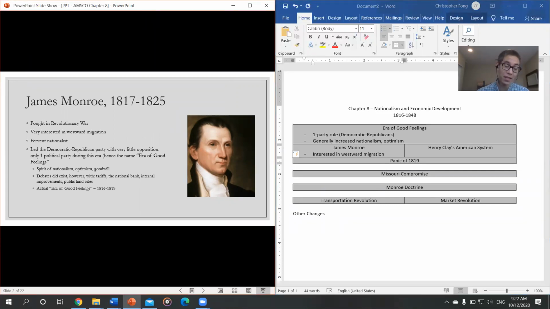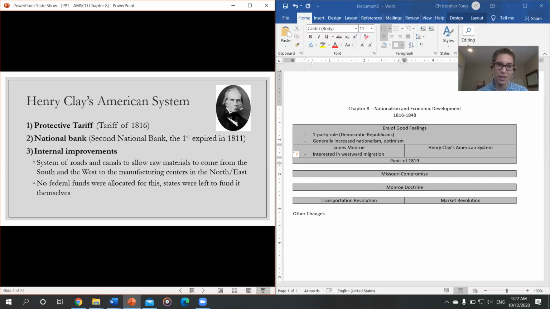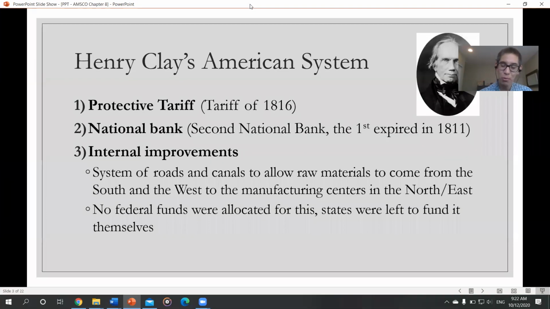I'm not going to say who's an important president or not, but I am going to move on. One of the most important things that James Monroe did during his presidency was actually created by a congressman, Henry Clay, sometimes nicknamed the Great Compromiser, because he'll have a hand in the Missouri Compromise a few years later. Henry Clay creates something that's nicknamed the American system.